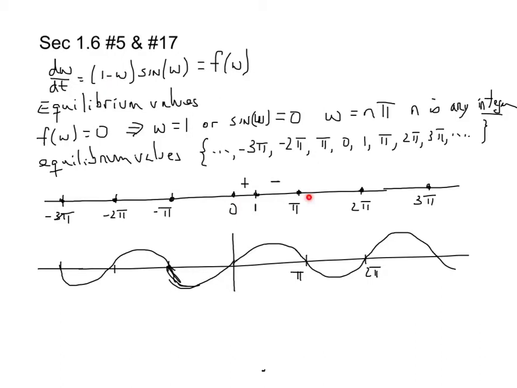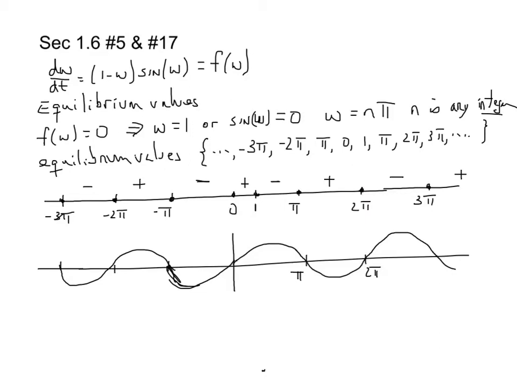When I'm in this region, between pi and 2 pi, the sine function is negative through here. 1 minus w, w is bigger than pi, so that's negative, and my sine function is negative, so I have a positive value through here, and then it's just going to alternate negative, positive. And same reasoning, it'll be negative through here, positive, negative. So that's what my sign chart looks like. I'm going to take this to the next slide and draw my phase line, and then answer question number 17, draw solutions. And here we go.